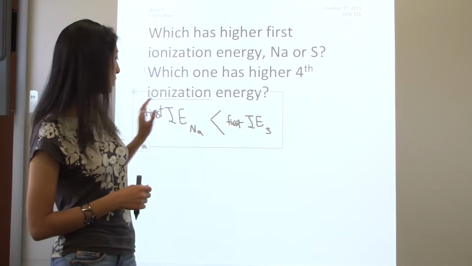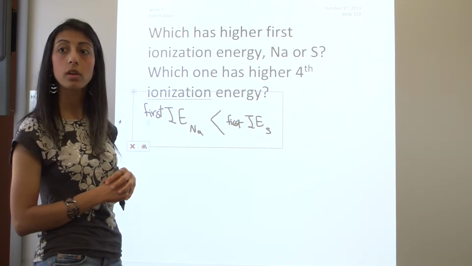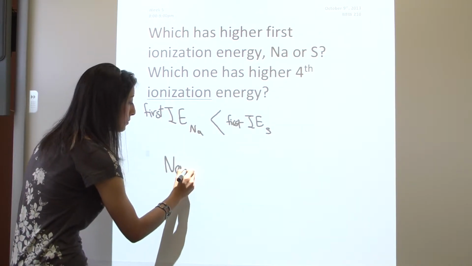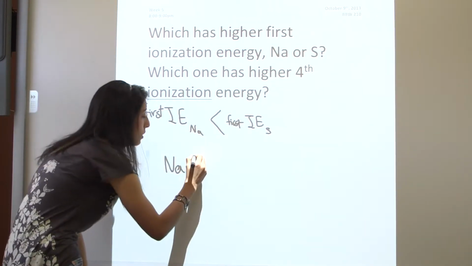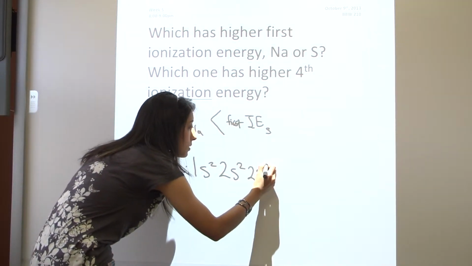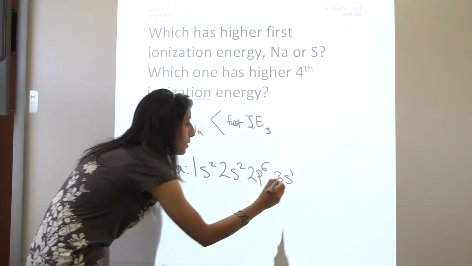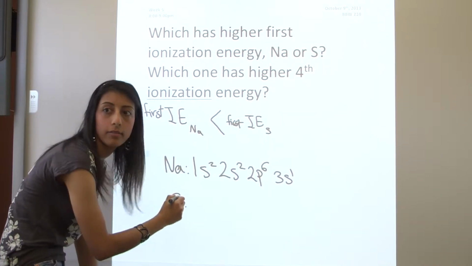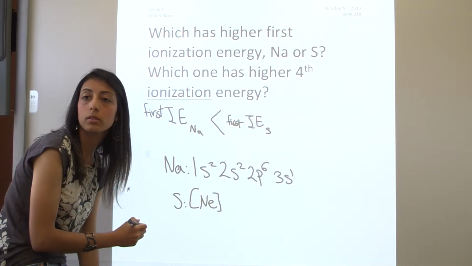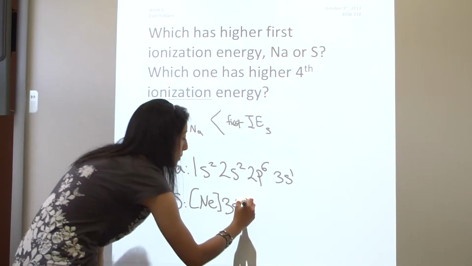To answer the second part of this problem, let's go ahead and write the electron configuration for sodium and sulfur. So sodium is going to be 1s2, 2s2, 2p6, and 3s1. Sulfur is going to have a noble gas configuration of, noble gas of neon, and then 3s2 and 3p4.